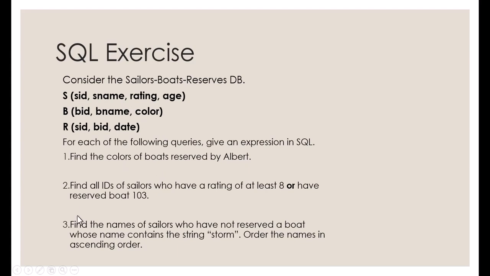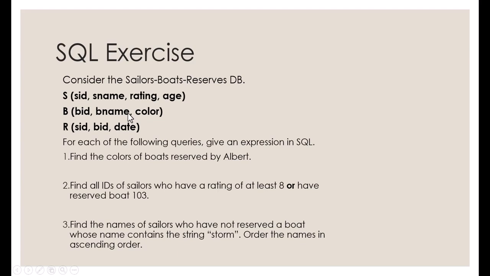And number 2, find all IDs of sailors who have a rating of at least 8. And then we also have an OR statement. Whenever you see the keyword OR, think of the keyword union, right? Or have reserved boat 103. So you can divide this up into 2 different subqueries. The first part is sailors who have a rating of at least 8.